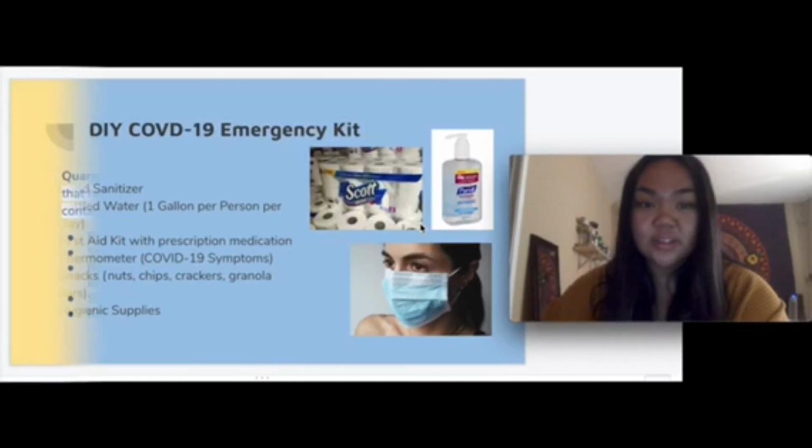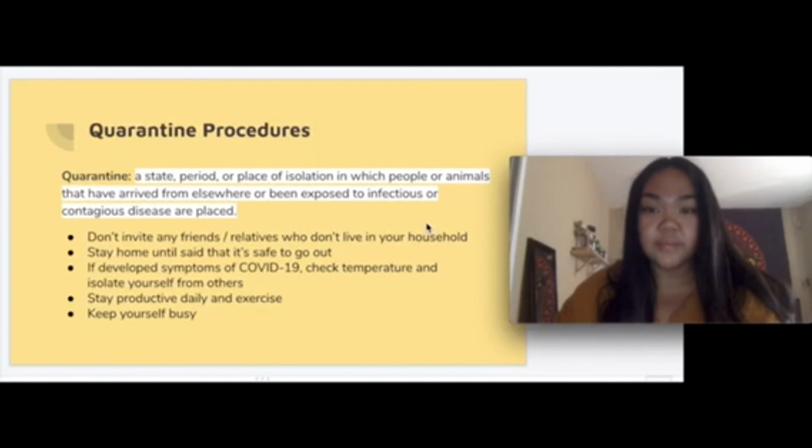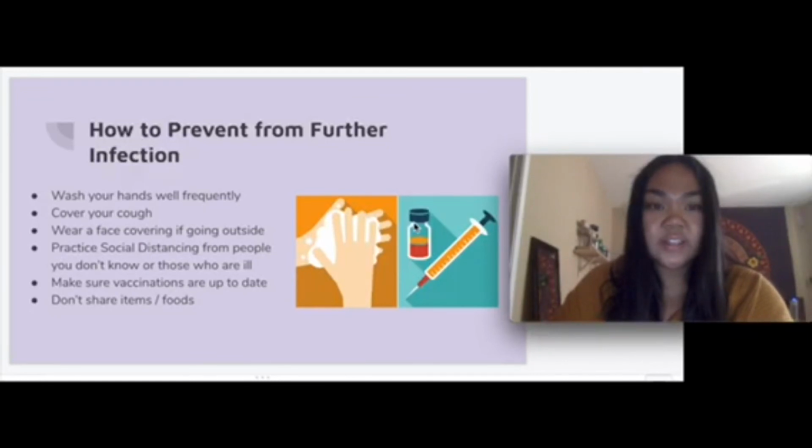Some suggestions on making an emergency kit could involve items like hand sanitizer, bottled water, first aid kit, a thermometer, snacks, and hygiene supplies. In case you didn't know what quarantine meant, it is a state, period, or place of isolation in which people or animals that have arrived from elsewhere or been exposed to infectious or contagious disease are placed. Some quarantine procedures could be to not invite friends or relatives over to your household, staying home until it's safe to go outside, and if by any chance you do develop symptoms of COVID-19, go grab a thermometer and check your temperature and isolate yourself from others as best as possible. Also, it is very important to stay productive daily and exercise. To protect yourself from this coronavirus, wash your hands well frequently, cover your cough, wear a face covering if you're going outside, practice social distancing, have vaccinations up to date, and don't share items or food.